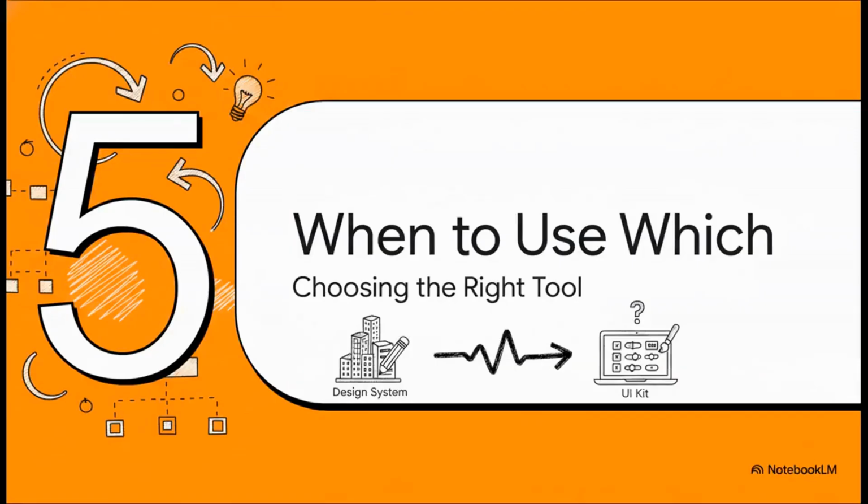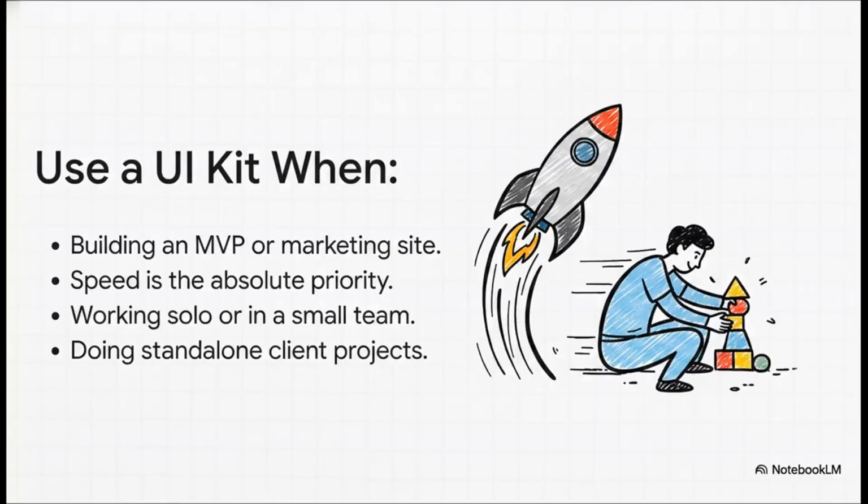Which brings us to Section 5, when to use which. Choosing the right tool for the job. All right, you should absolutely reach for a UI kit when you're building an MVP or maybe a quick marketing site. If speed is literally your absolute top priority over long-term scalability, the UI kit is your best friend. It's also perfect if you're flying solo or working in a tiny team of maybe 2 or 3 people where you don't need all that heavy shared documentation. And for client projects where the final deliverable is just a standalone design, UI kits are hands down the undisputed champions of the short-term sprint.